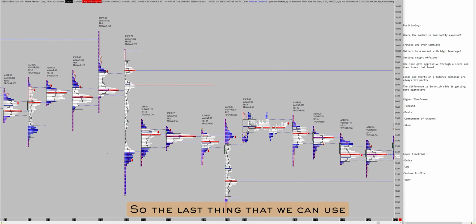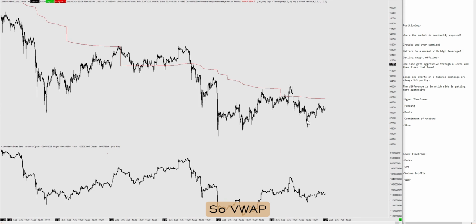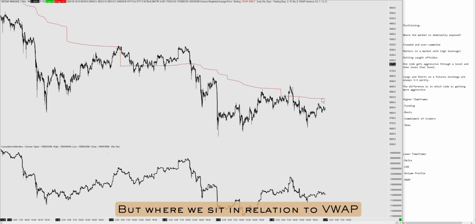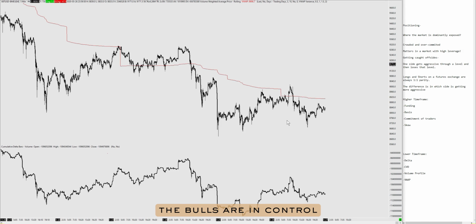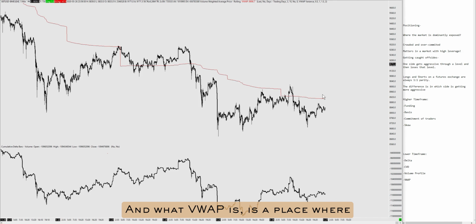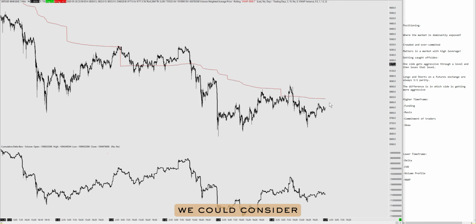So the last thing that we can use is something like VWAP. Okay, so VWAP does not show us specifically any kind of indication of delta or sellers getting aggressive or buyers getting aggressive, but where we sit in relation to VWAP is an indication of that. So typically when the market is breaking above VWAP or auctioning or trading above VWAP and we're trending, we would say that the bulls are in control. Okay, because what a market that is moving up is doing is constantly stretching away from fair value to the upside. And VWAP is a place where we could consider the market is establishing fair value over time.